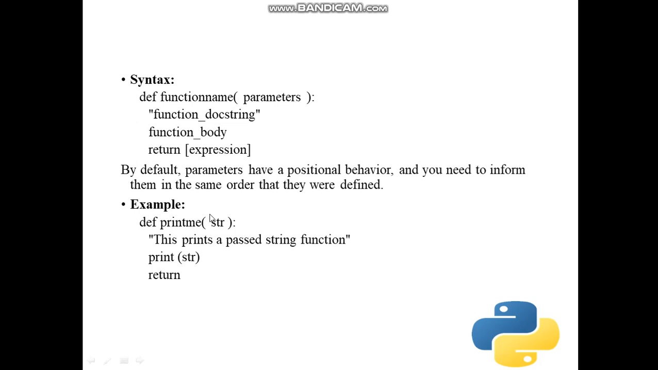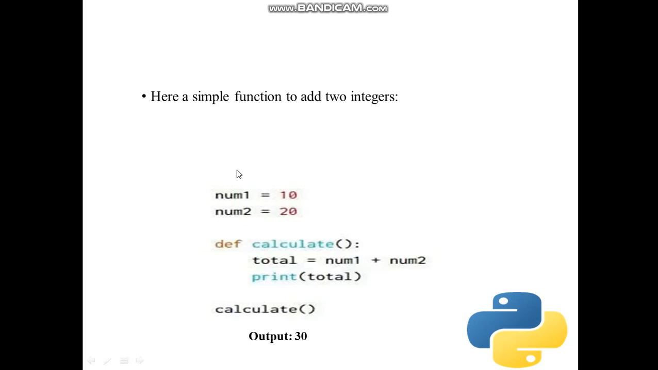For example, def print me is my function name and I'm passing a string inside my function, colon. This prints a passing string function. This is my docstring. Next, I'm printing the string which I'm passing in the function. I'm printing that and I'm returning.